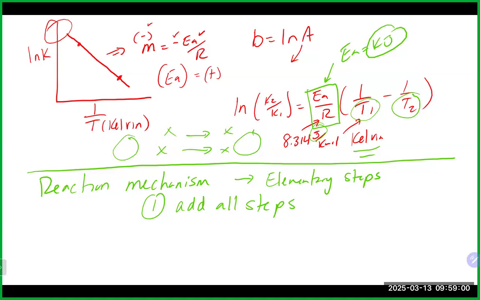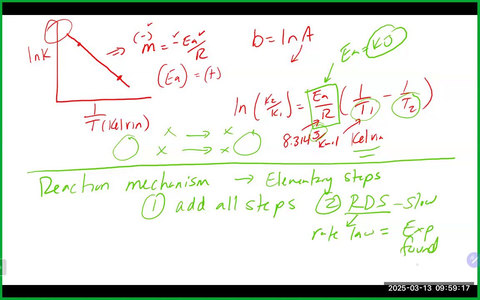And just kind of bring it down when you add them together. Secondly is the rate determining step, the RDS. That is the slow step in the mechanism. And that should have a rate law that equals the experimentally found rate law.